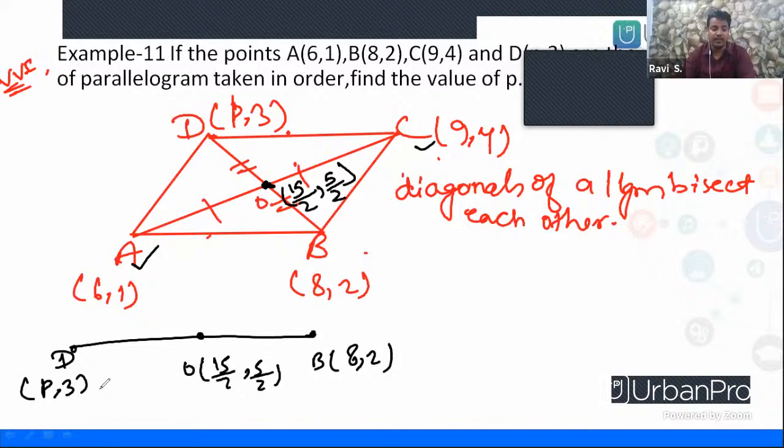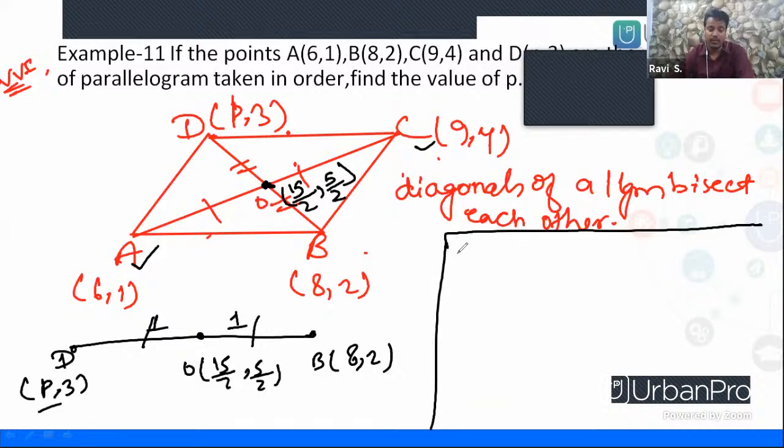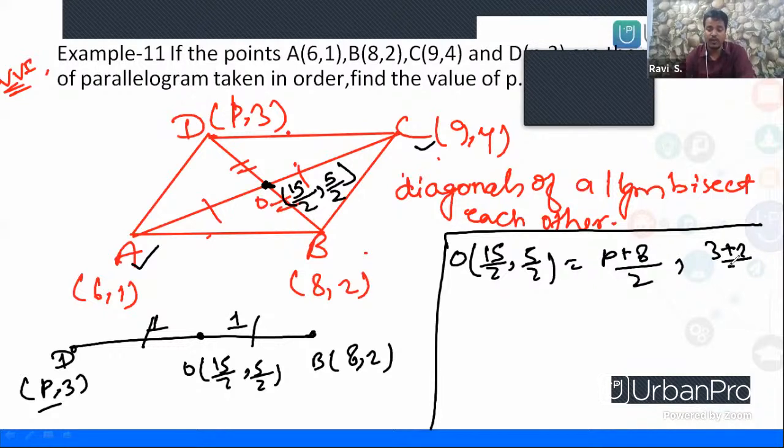It's easy to find out the P, right? How? We all know that OD and OB are equal. So again, we are going to use the midpoint formula here. If I use the midpoint formula, this O comes as 15 by 2, comma 5 by 2. So it will be (p plus 3) by 2 and (p plus 8) by 2, and again (3 plus 2) by 2. See, now we have to equate the values here. This will become 2 now.